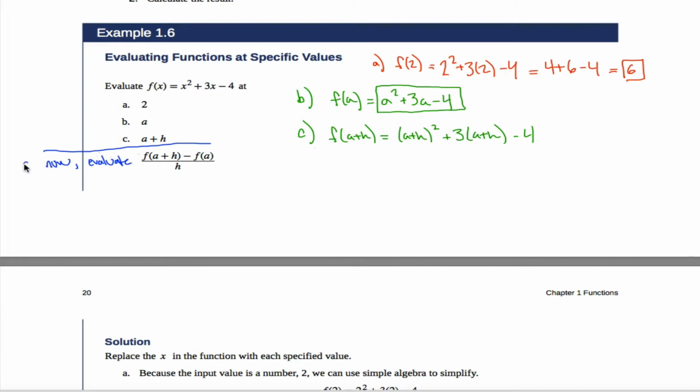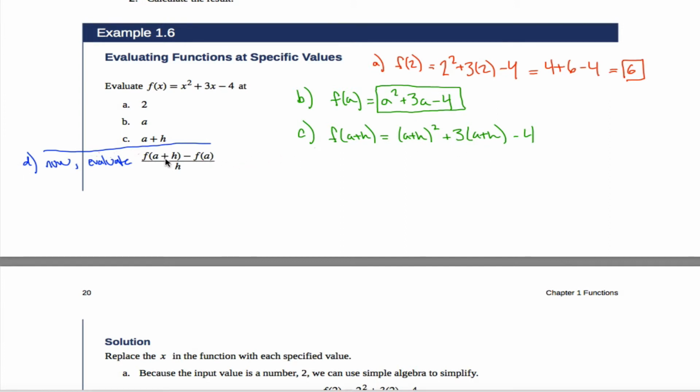Why would you do all that? Well, for now, you just do it to prove that you can kind of push symbols around on a page, just simplify things. It turns out that this thing is very important. It's called the difference quotient. You'll get into it when you take a calculus class. But for now, you're evaluating this thing by just saying, okay, well, f of a plus h, I figured out in part C was equal to this whole mess.